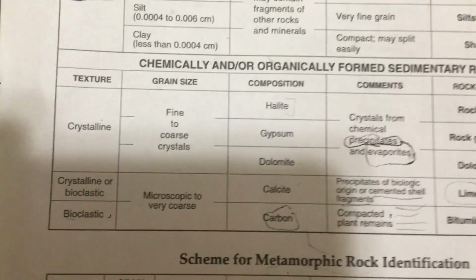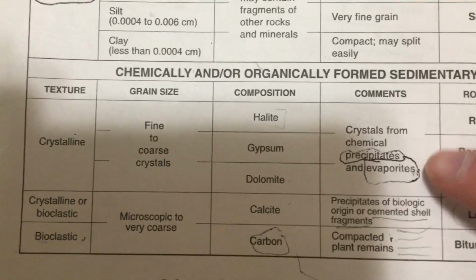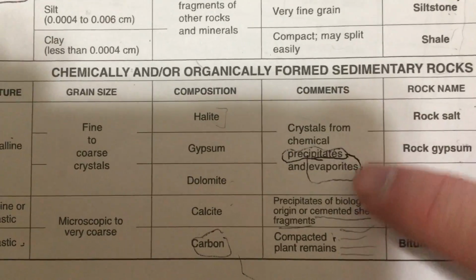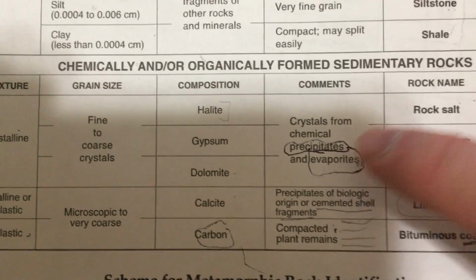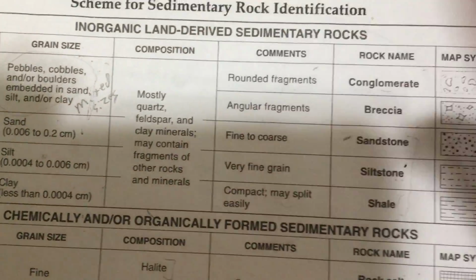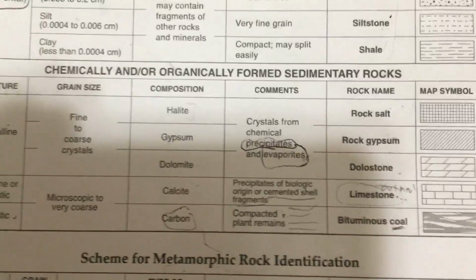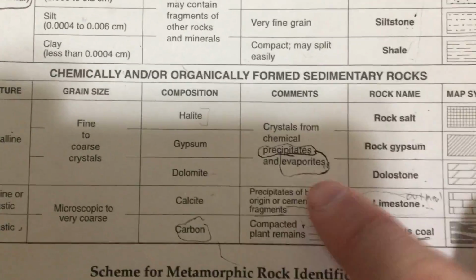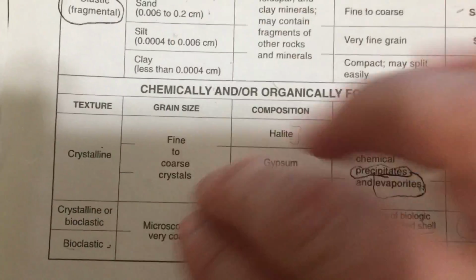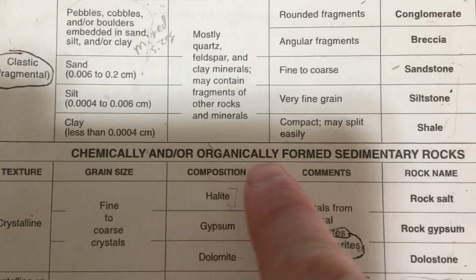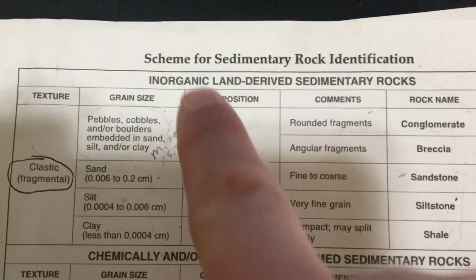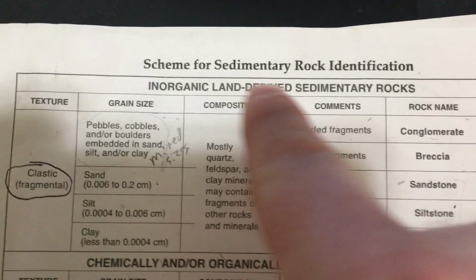Okay, bioclastic and crystalline are both on here. That's good. And I'm not saying this is an easy question, but that's where we got chemicals for this precipitates and evaporates thing. If you remember the big beaker of salt we formed in the classroom that I showed you pictures of, or organically formed things, that's all living down here in the chemically and or organically formed half of the table. Inorganic, land-derived, there's that word hiding right there.